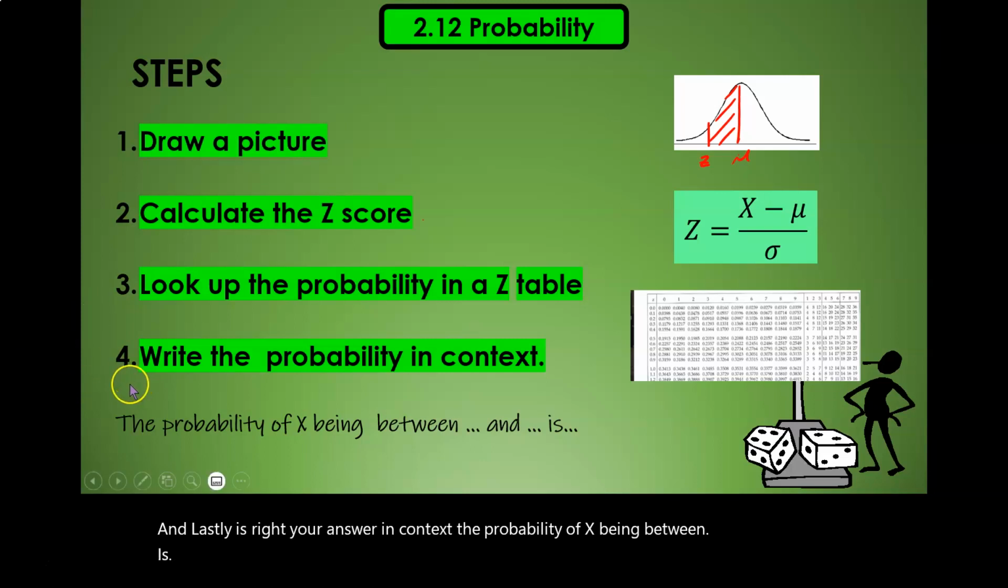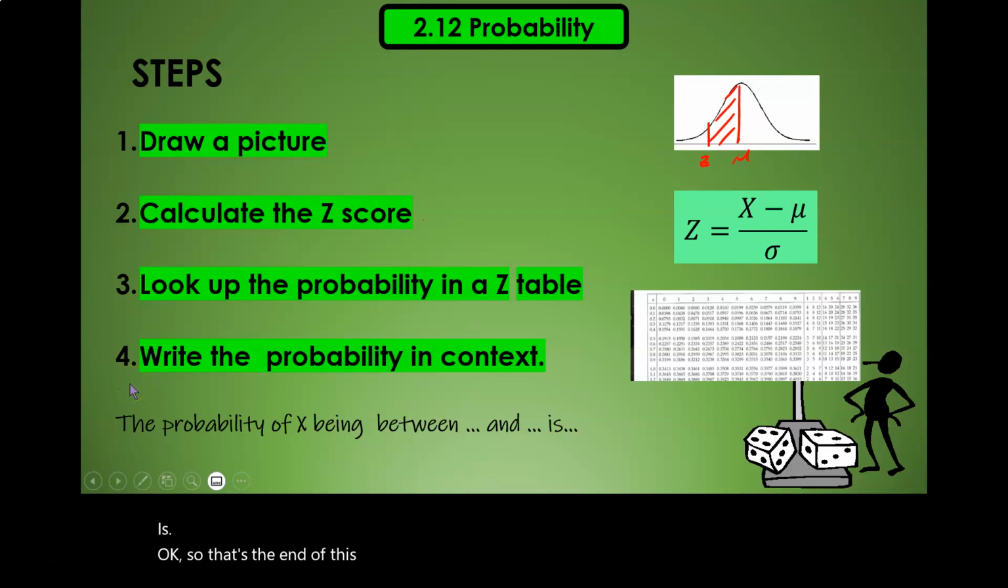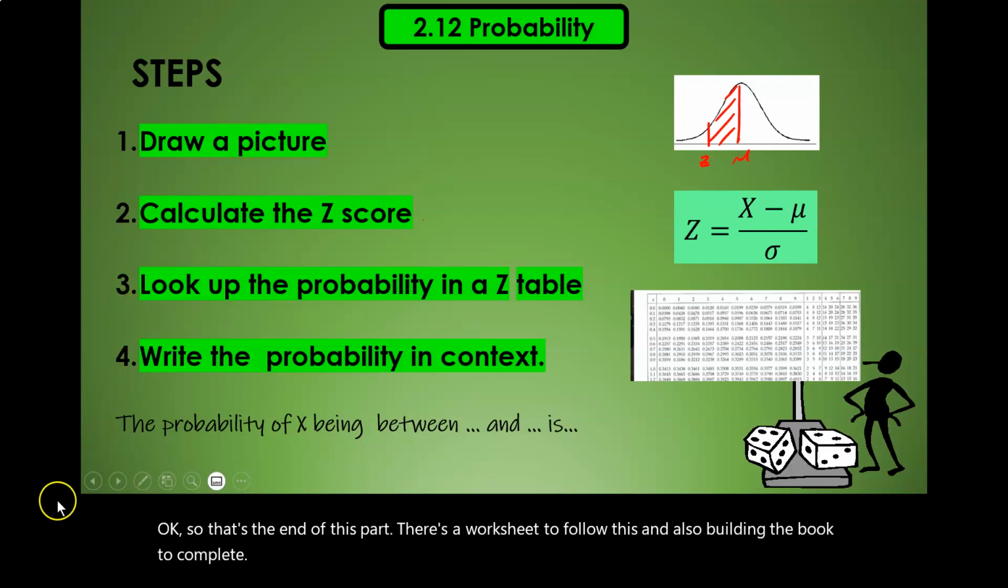Okay, so that's the end of this part. There's a worksheet to follow this and also a bit in the book to complete. You can do that now.